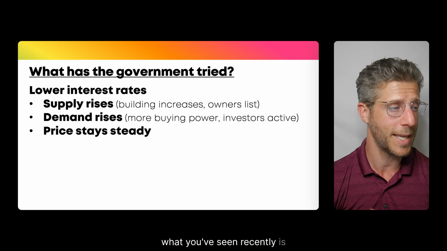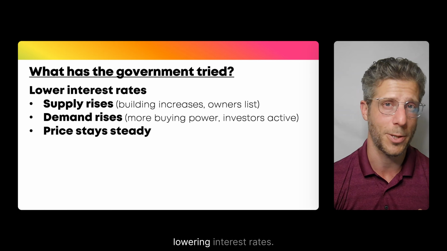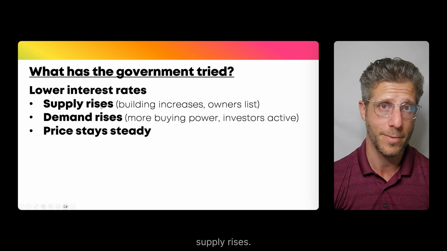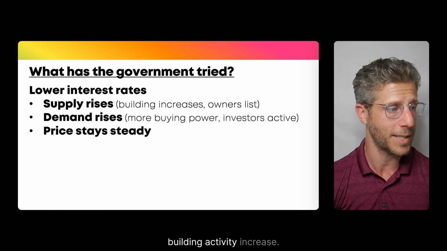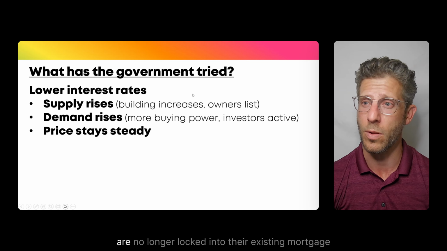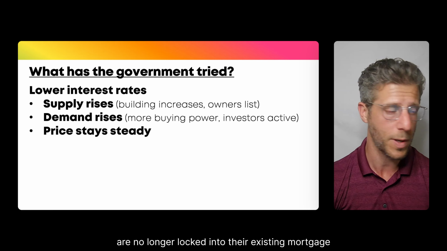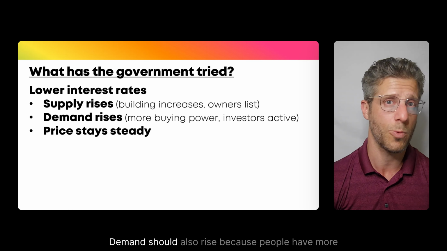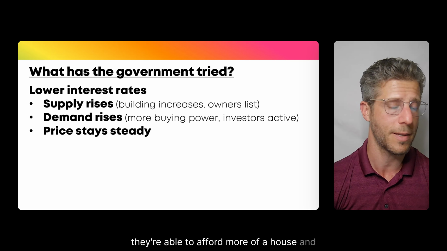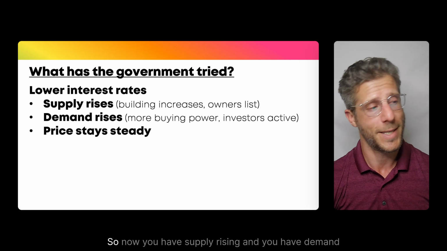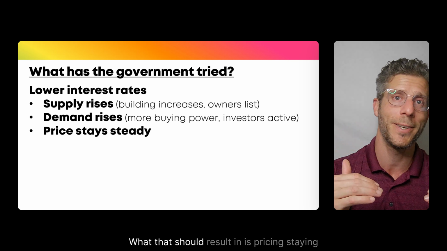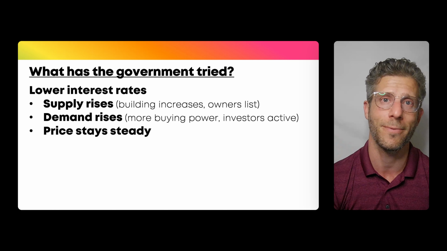What you've seen recently is lowering interest rates. When you have a lower interest rate environment, supply rises. You should have building activity increase. You should have owners listing more because they are no longer locked into their existing mortgage rates. Demand should also rise because people have more buying power, they're able to afford more of a house, and investors will become more active. So now you have supply rising and you have demand rising. What that should result in is pricing staying right about the same.